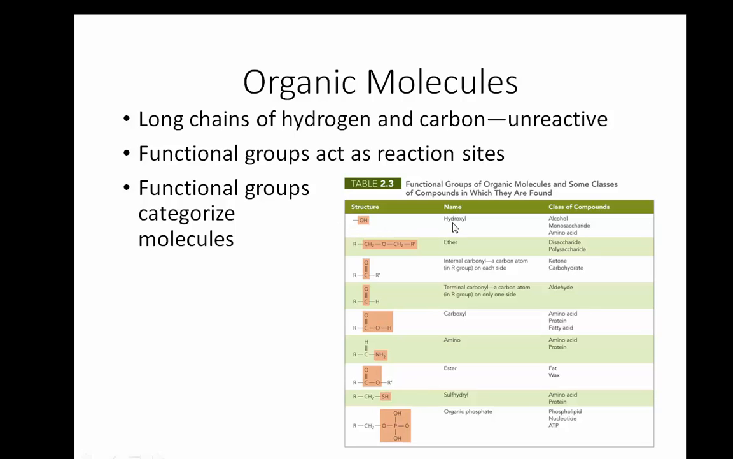Now, this OH, we've already said, is the hydroxyl group. This classifies things as an alcohol. We have ethers, this double bonded O. By the way, whenever you see an R, that's simply the rest of the chain. That's the hydrocarbon chain. That's what the R stands for. The difference between aldehydes and ketones is whether the double bonded oxygen is in the middle of the chain or at the end of the chain. Carboxyls are acids, and so forth. You do not have to memorize these functional groups. You'll just see them showing up as we start to talk about what major organic molecules are.